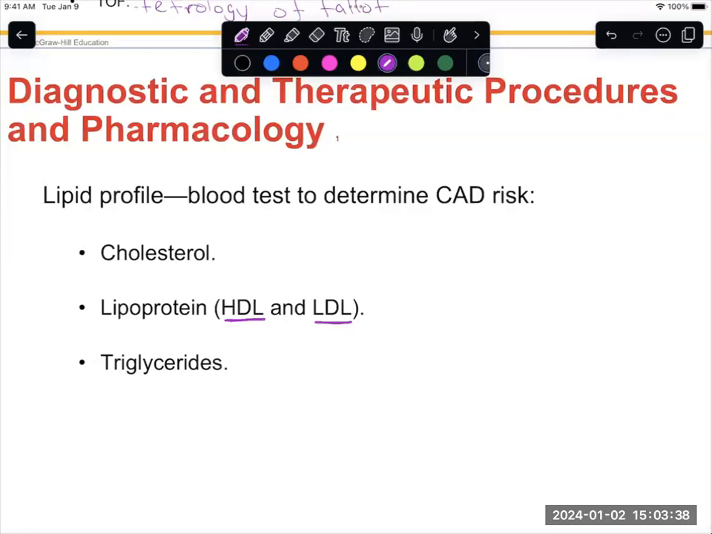And then we have triglycerides. Your most common forms of fats.